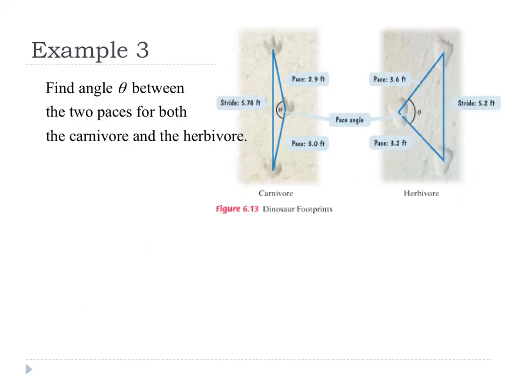Okay, so then you've got this one, which has words, but it's still just like a diagram. It says find the angle theta between the 2 bases for both the carnivore and the herbivore. So these are like footprints of 2 animals, and you're looking for the angle in between them.